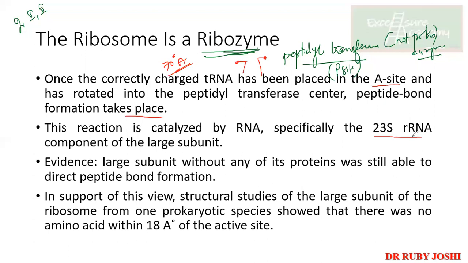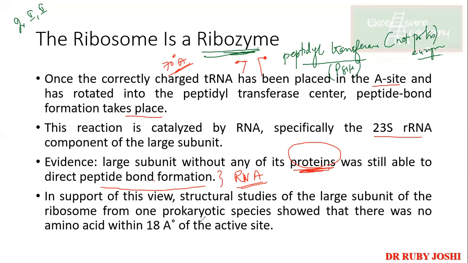Now, how do we understand that? Who told us that it is the ribozyme that is doing the catalytic work? So all those crystallographic structures are there which have shown that without any proteins, okay, without any proteins, still the ribosome was able to carry out peptide bond formation. So what does this evidence say? It says that it is the RNA only which is catalyzing the peptide bond formation without any proteins.